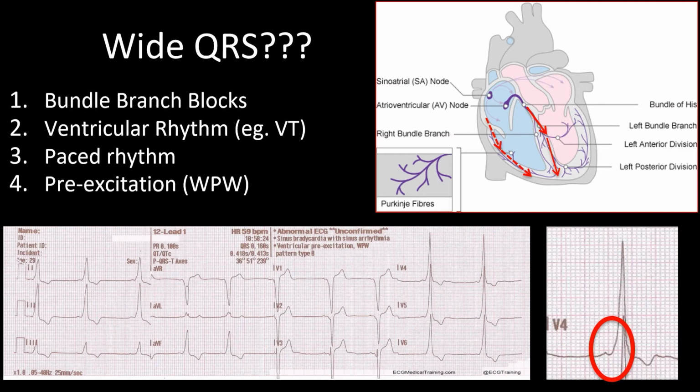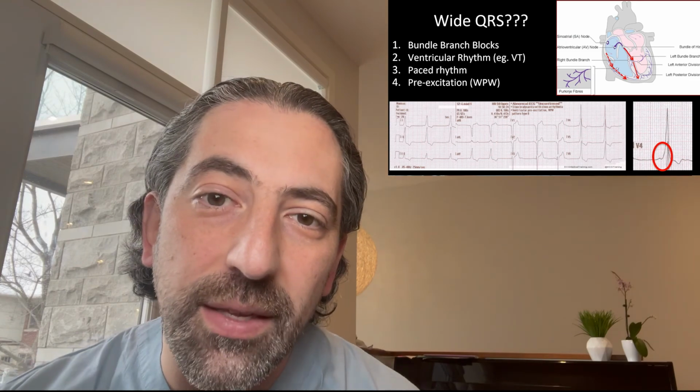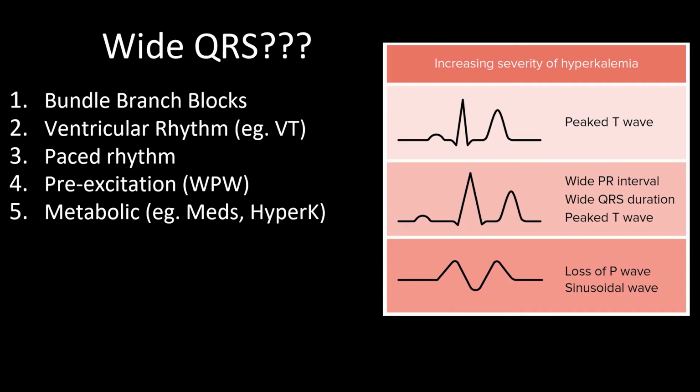Here we see a short PR interval because of the pre-excitation and what we call a delta wave, which is slurring of the initial part of the QRS caused by the accessory pathway. We will talk about the accessory pathways in more detail in a different lecture. Metabolic abnormalities that cause cells to conduct slower, including medications such as antiarrhythmics or hyperkalemia, can also cause the QRS to become wide. And finally, artifact on an ECG can give the impression of a wide QRS and can sometimes be misdiagnosed as ventricular tachycardia.